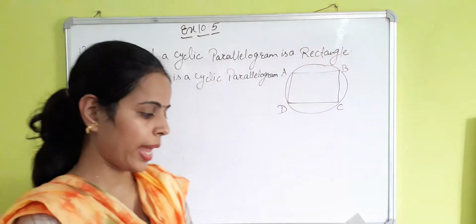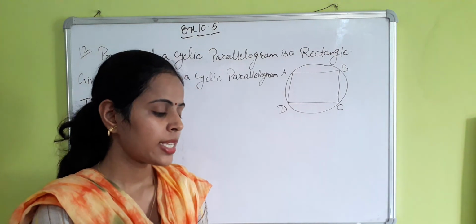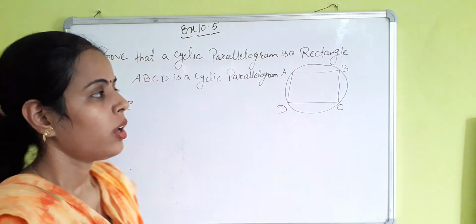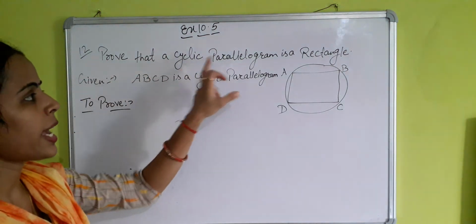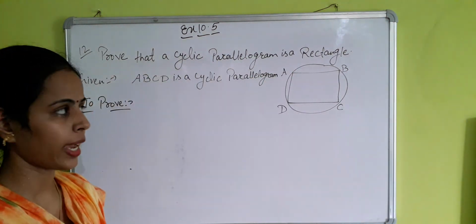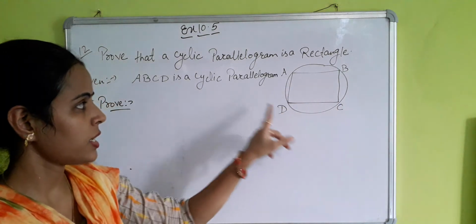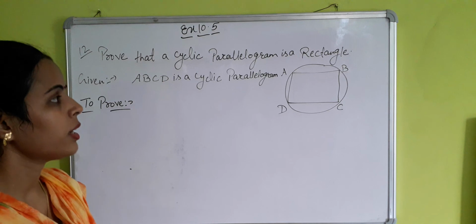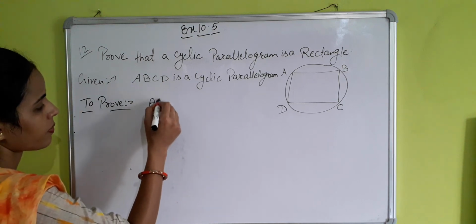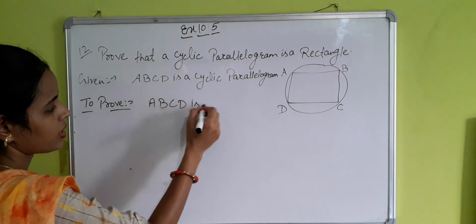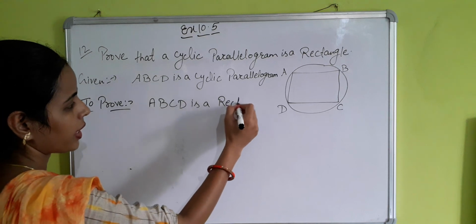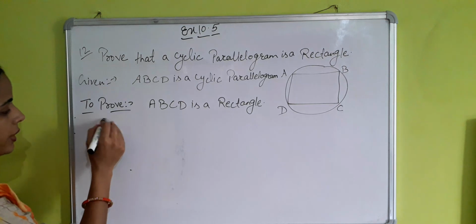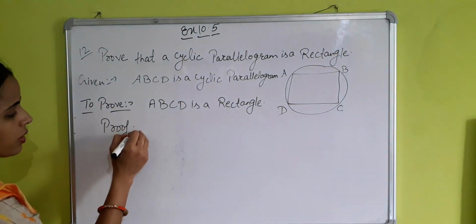Question number 12. Prove that a cyclic parallelogram is a rectangle. Means ABCD is a cyclic parallelogram. You have to prove that this ABCD is a rectangle. Then start the proof.